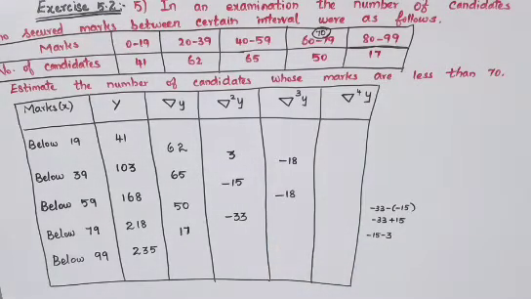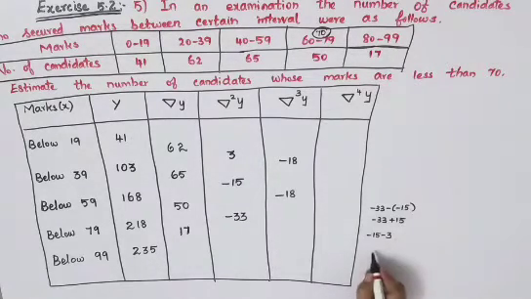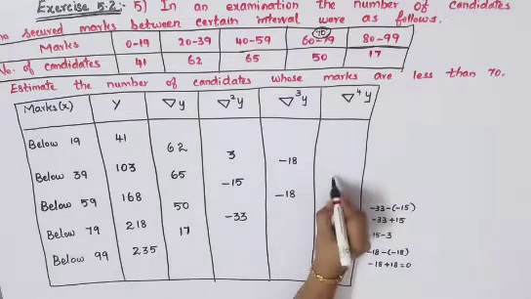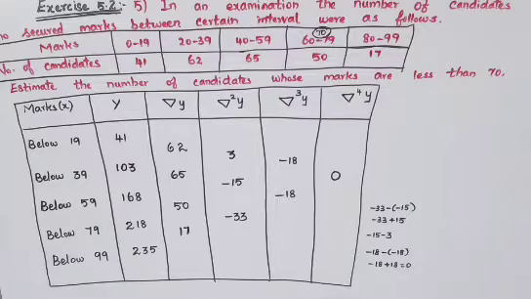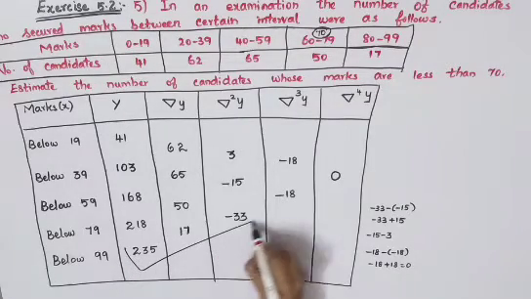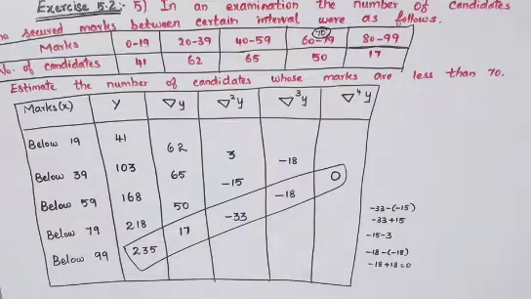Now the next is nabla power 4 y. Minus 18 minus of minus 18. So you'll get minus 18 plus 18. Your answer will be 0. Just work it out in a rough column and then write it. Otherwise, because minus is there, you might make a mistake. Since it is backward interpolation formula, you will have to take all the last values and substitute in your formula.